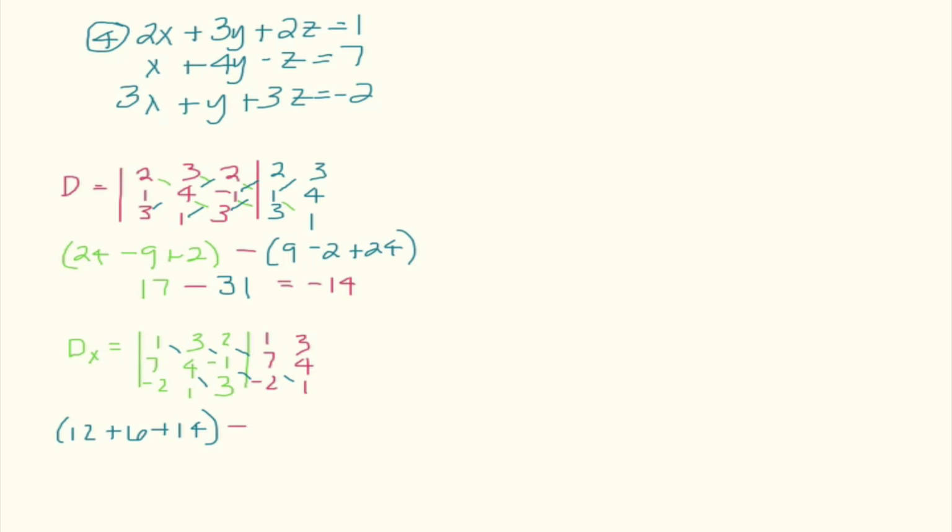Okay, then I'm subtracting. 3 times 7 times 3 is, let's see, 9 times 7 is 63. 1 times negative 1 times 1 is negative 1. 2 times 4 times negative 2 becomes negative 16. So I have 32 minus 46 equals negative 14. All of a sudden, I already know that my x value is going to be 1 because d sub x divided by d gives us a value of 1.